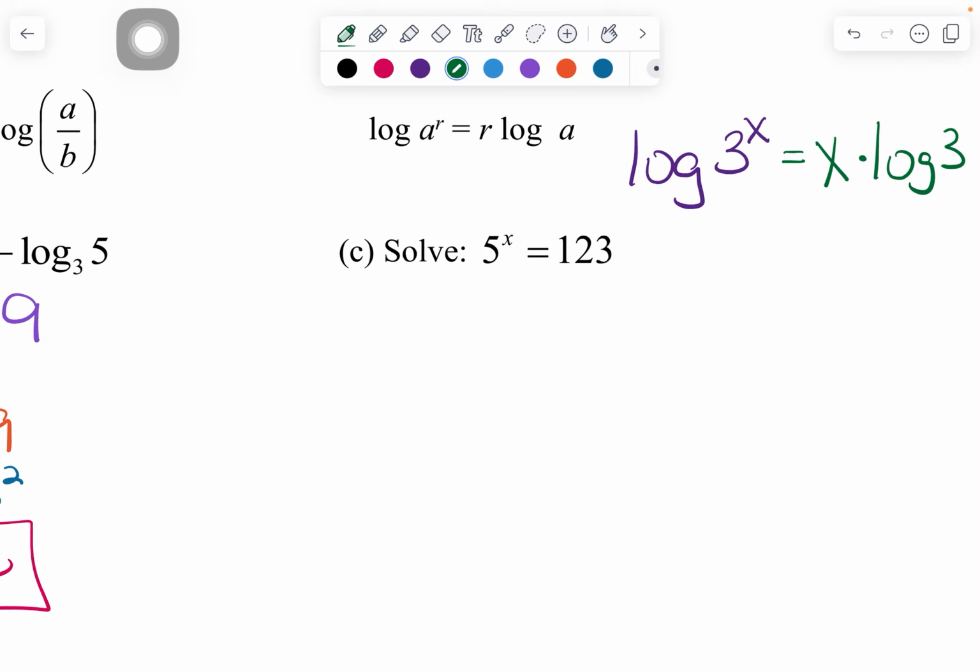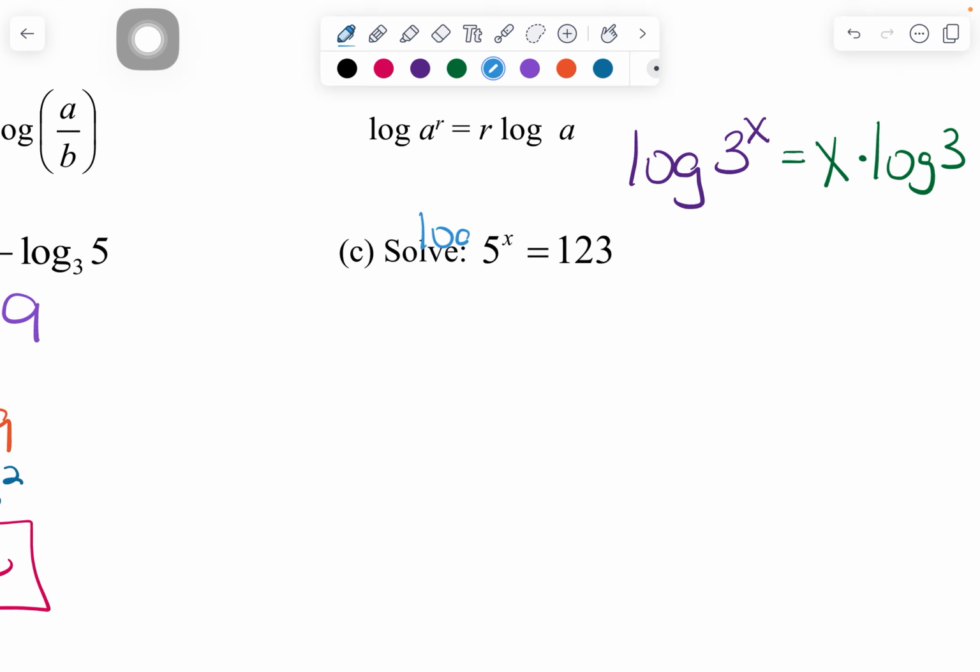Now, why is this so hugely important? Well, in the process of solving, folks, we know how to solve multiplication problems. It's exponential problems that we have some issues with. All right. So if we take a look at part C here, 5 to the x is equal to 123. I cannot make 5 and 123 have the same base. So how do I solve the exponential problem if I can't make it the same base?